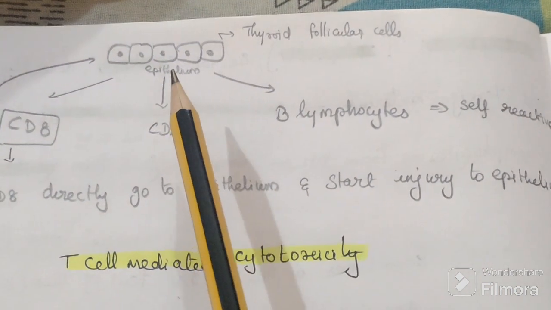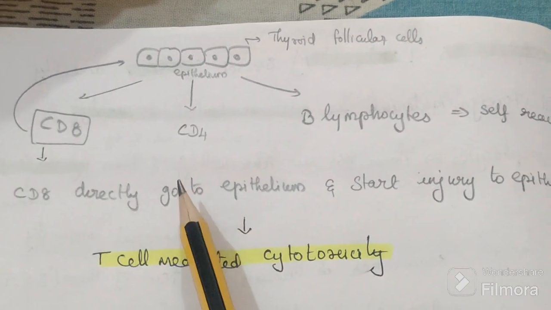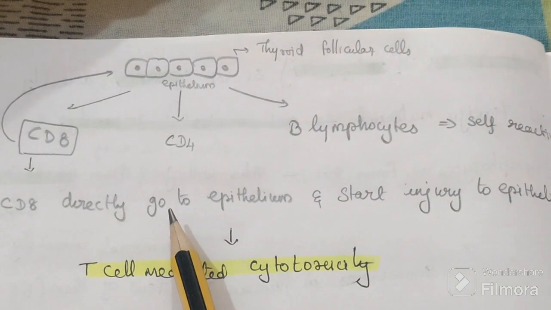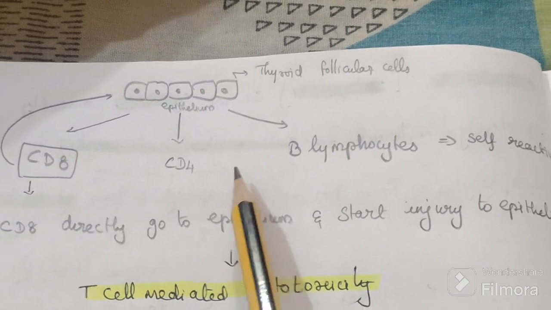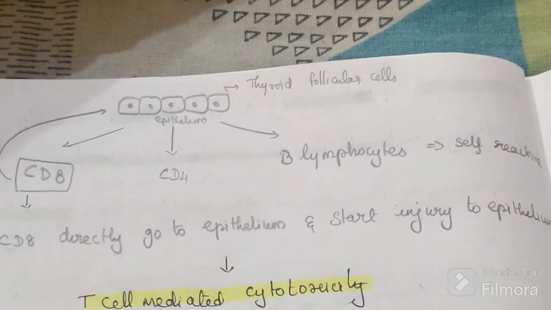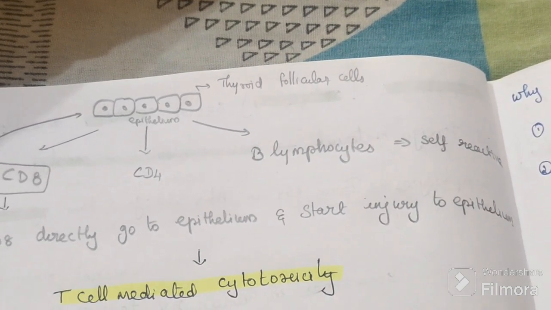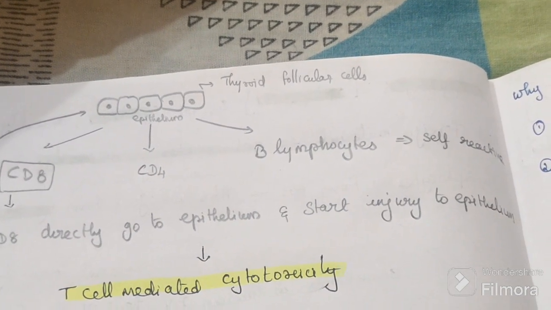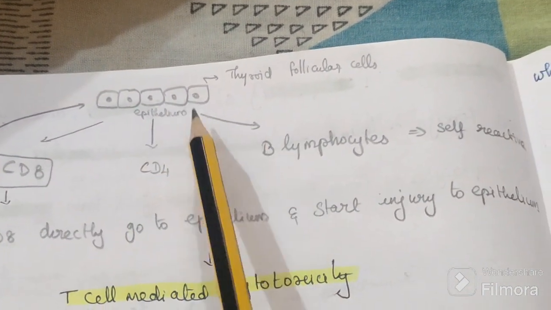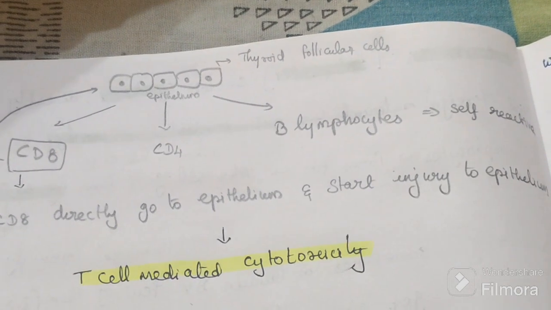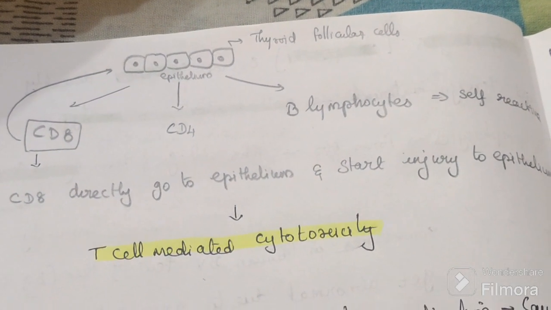This one is the thyroid follicular cell. In human blood, three types of cells are present: CD4 cells, CD8 cells, and B lymphocytes. All three become self-reactive. They act against the thyroid follicles. They react against these thyroid follicles, and they are all surviving.